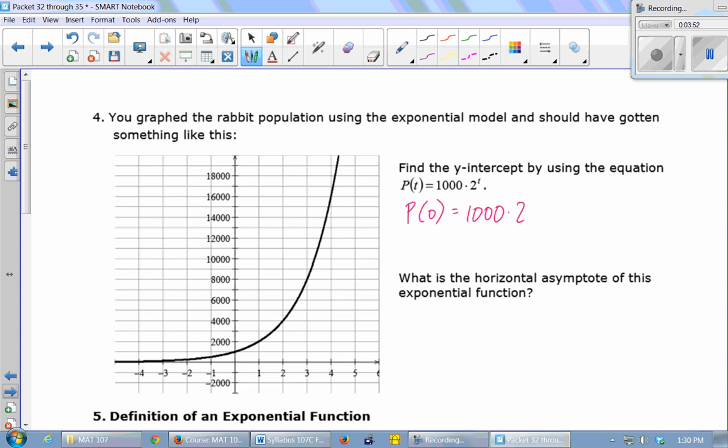1,000 times 2 to the 0. What is 2 to the 0? 1. Anything to the 0 is 1. So this says 1,000 times 1 is 1,000. So that's our y-intercept, and you can see that on the graph. Right? Crosses at 1,000. What's the horizontal asymptote of this exponential function?